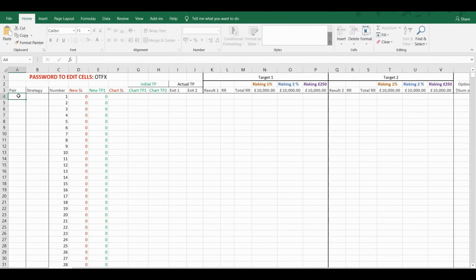Now on the left hand side you've got a pair, which would be the currency pair you're trading on. You've also got a strategy, so just a basic explanation of why you're entering the trade. It might be moving averages, double top, whatever. For my example, I would use advanced or harmonic patterns, so I might put in there advanced butterfly, advanced cipher pattern, whatever. Chart stop loss, so that's going to be your initial stop loss that you're opening the trade with.